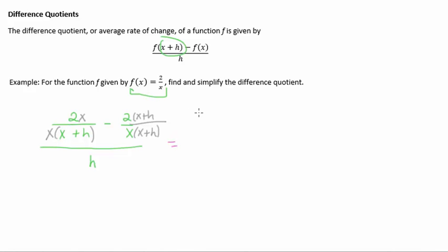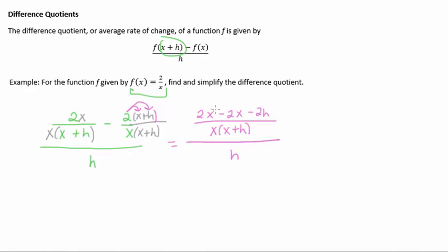So we can write these numerators together, 2x minus, and let's distribute the minus 2 here. Negative 2 times x is negative 2x. Negative 2 times h is negative 2h. That goes on top. And then on the bottom we've got x times x plus h. And that's actually just our top fraction. We want to end up with h down here.